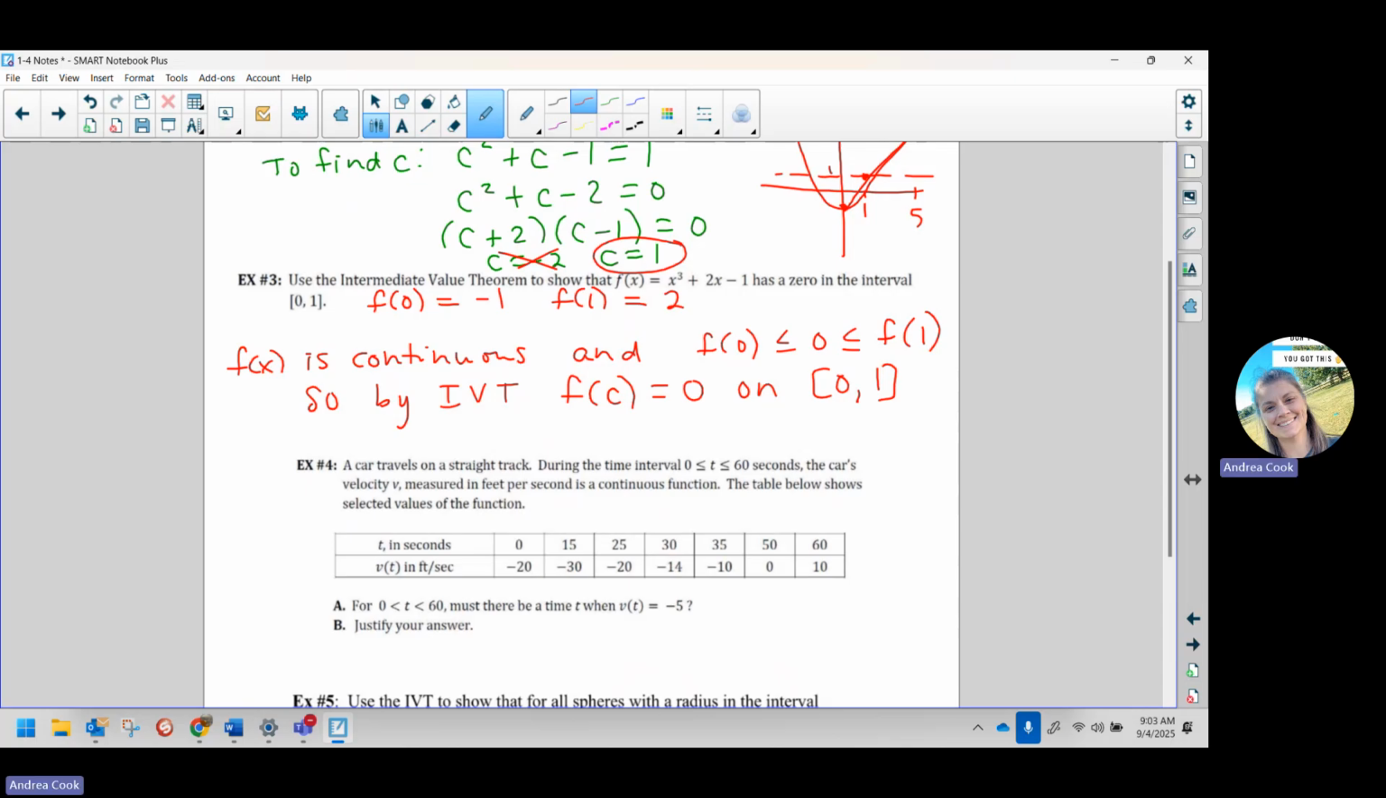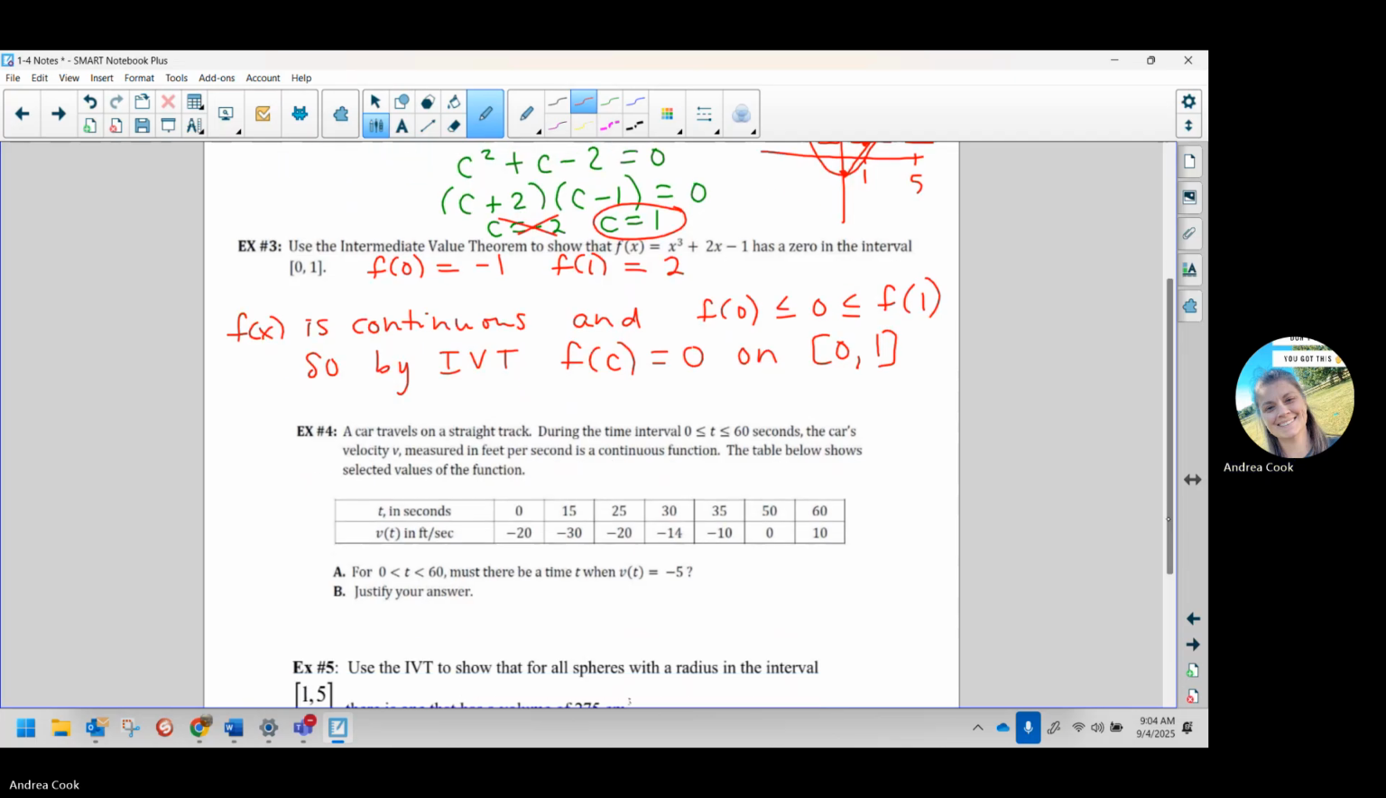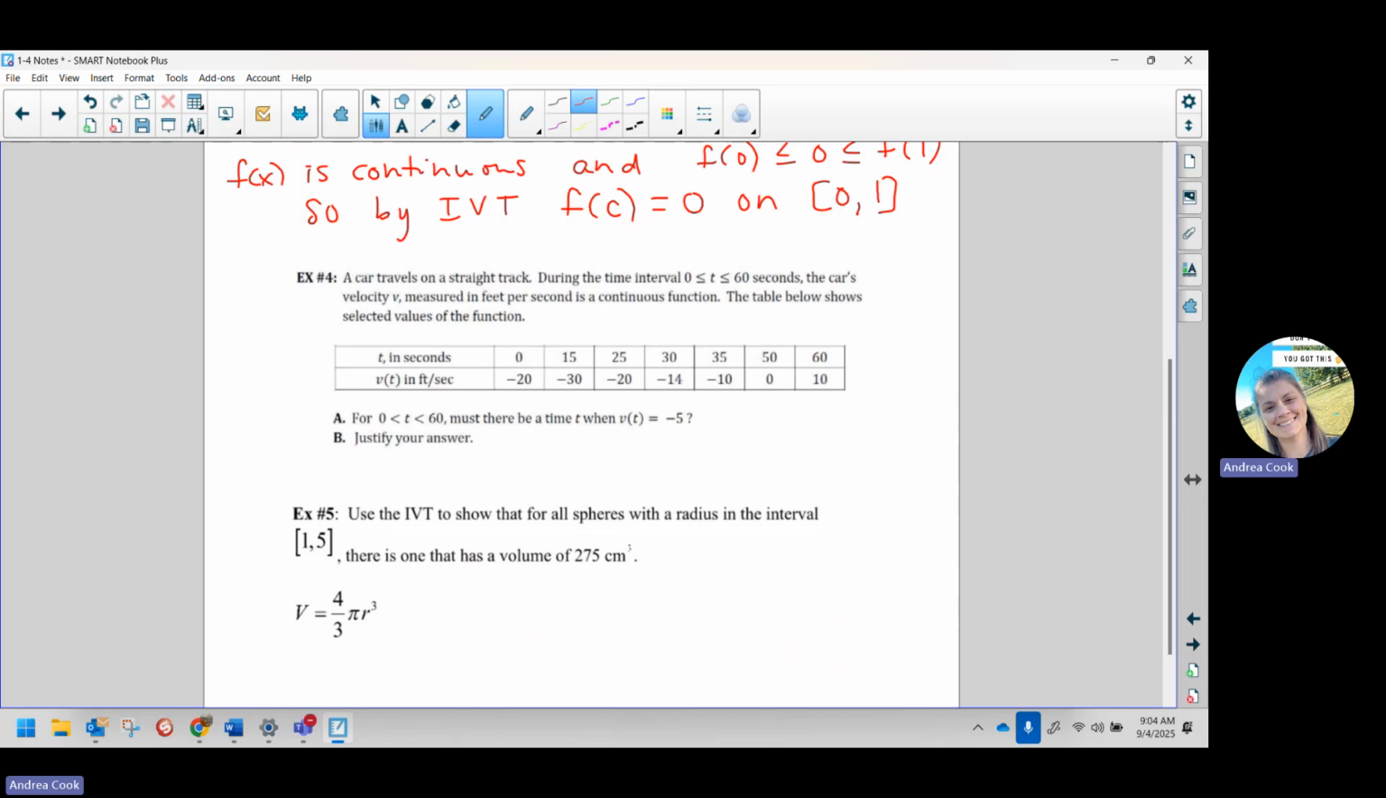Okay, so College Board doesn't like to give you functions. They like to either give you tables or graphs and ask you questions about it. So it makes it easier because you don't have to plug in numbers, because they're giving you the numbers. So this example gives you a table. It says the car travels on a straight track during the time interval from 0 to 60 seconds. The car's velocity is measured in feet per second and is a continuous function. The table shows select values.